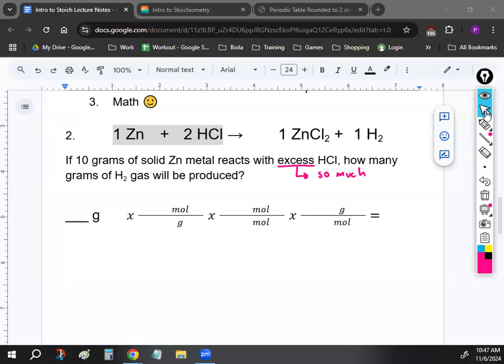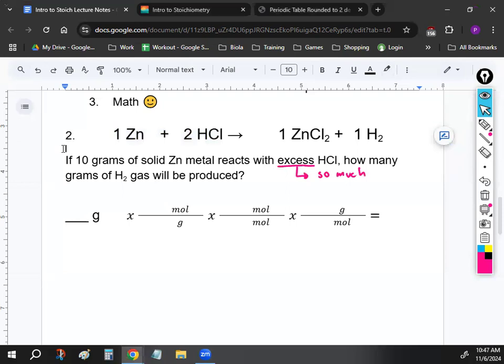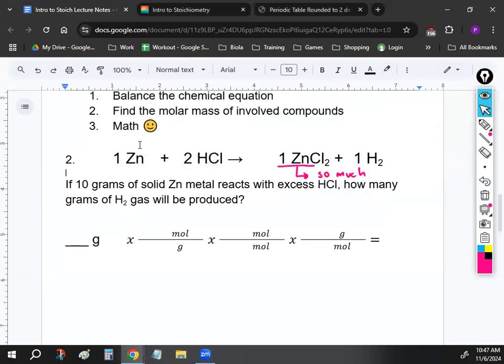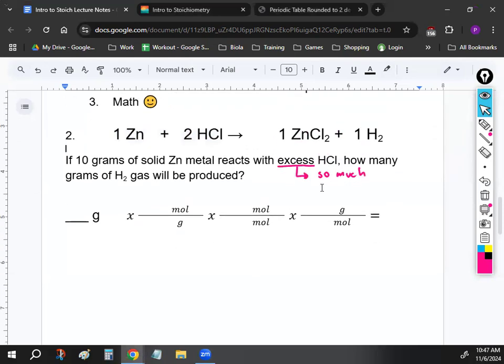Okay. And then the question is asking how many grams of H2 gas will be produced. So what we're trying to find is how much H2 we can make using our 10 grams of Zn. Okay. So in this problem, if you guys remember, step 2 was finding the involved compounds. You're always going to have 2 involved compounds in these problems.